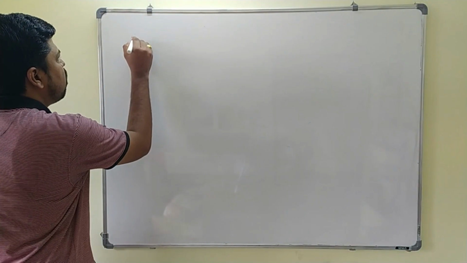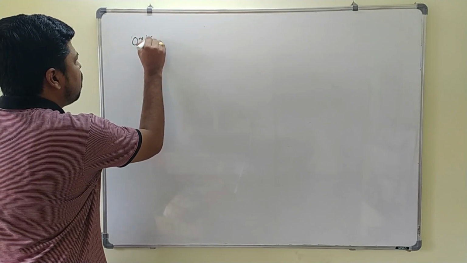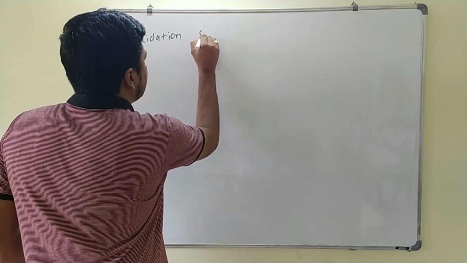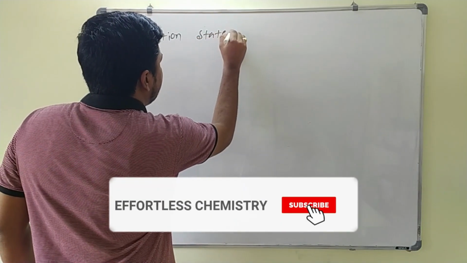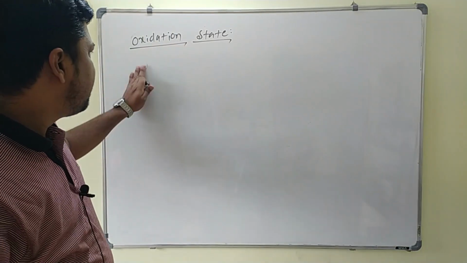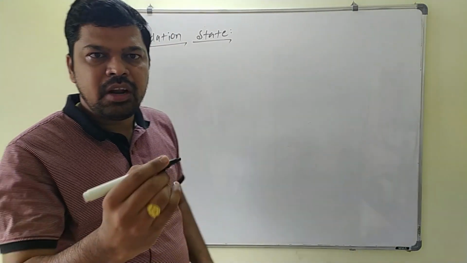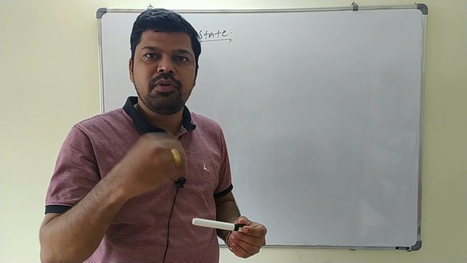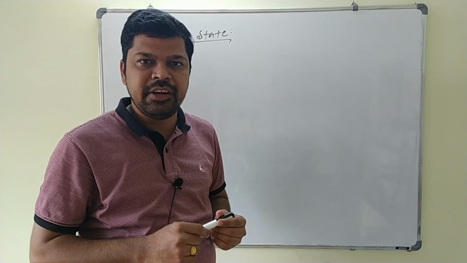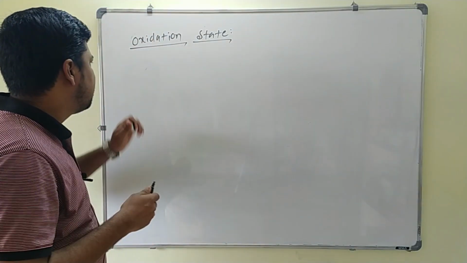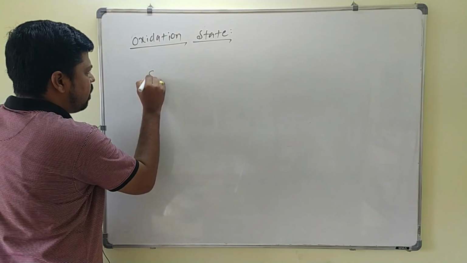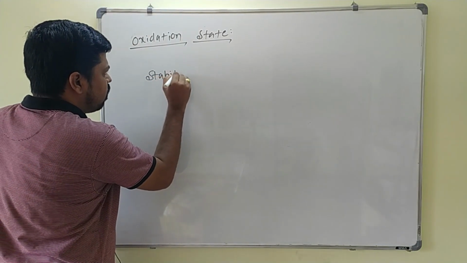Already we know, what is oxidation state? The charge appearing on the element which indicates the number of electrons lost or gained by the atom. If electrons are lost, positive charge will appear. If electrons are gained, that is what? Negative charge. Now before going to the oxidation state, first we will discuss the stability of the atom.